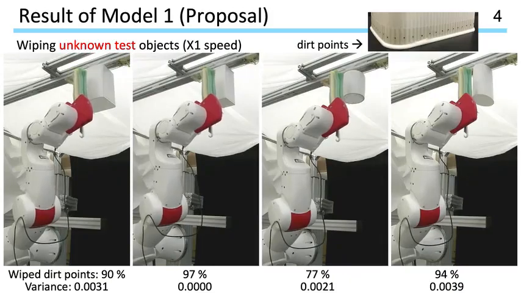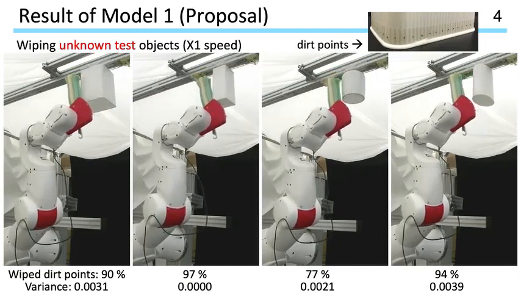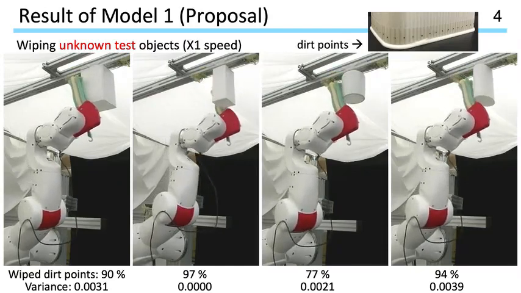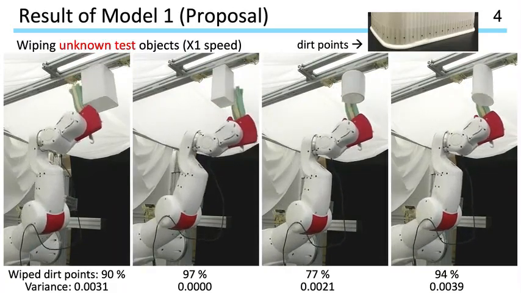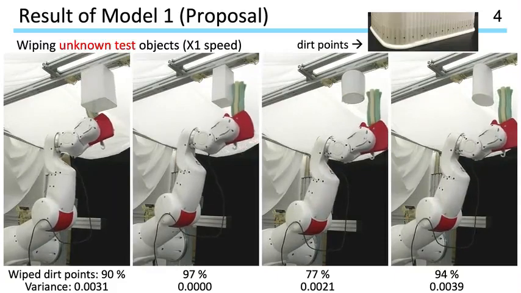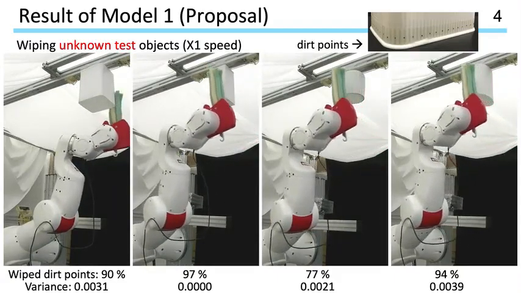These are the videos. The robot wiped the test object with Model 1. The robot generated motions according to the object shape and size. We attached dirt points around the lower edge, which can be cleaned if more than 0.4 Newton force is applied. And we evaluate the percentage and variance of the number of wiped points.